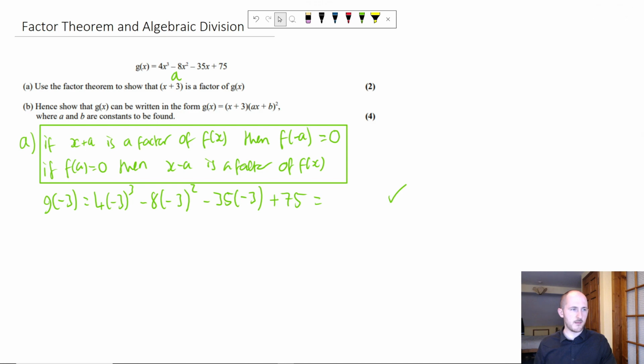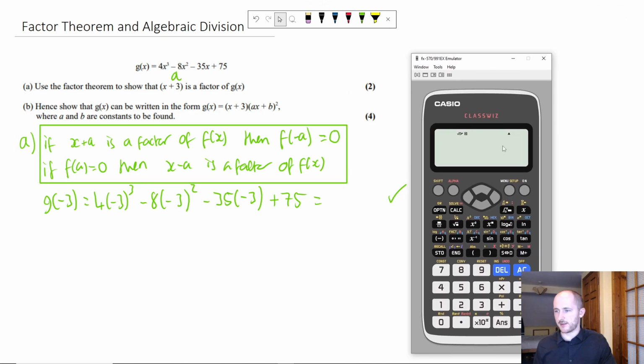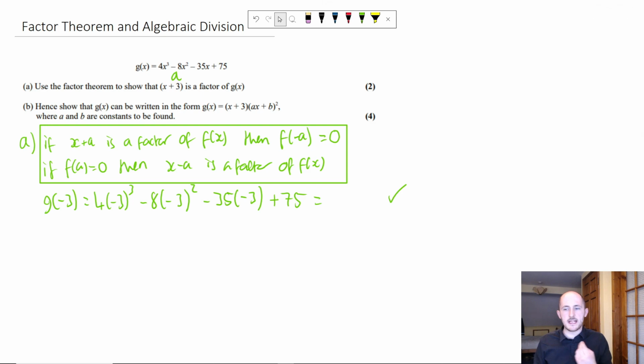So if I whip out my calculator, let's put it on the calculator. Minus 3 cubed, minus 8, minus 3 squared, minus 35, minus 3, and lastly plus 75. And indeed we get 0. So here's what you would write. So equals 0 gives you 1 mark.